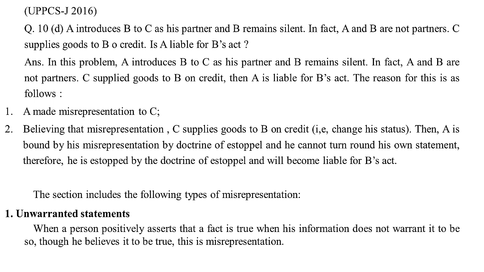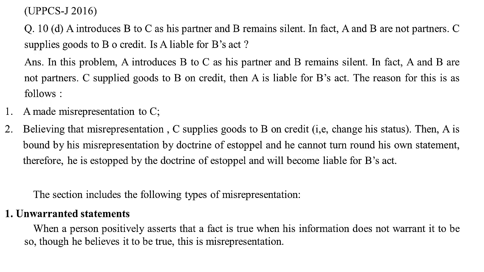Now, we're going to begin with the lecture proper, that is the misrepresentation that we were discussing earlier. So, like I said, this section includes the following types of misrepresentation. Number 1, unwarranted statements. So when a person positively asserts that a fact is true when his information does not warrant it to be so, though he believes it to be true, this is misrepresentation.